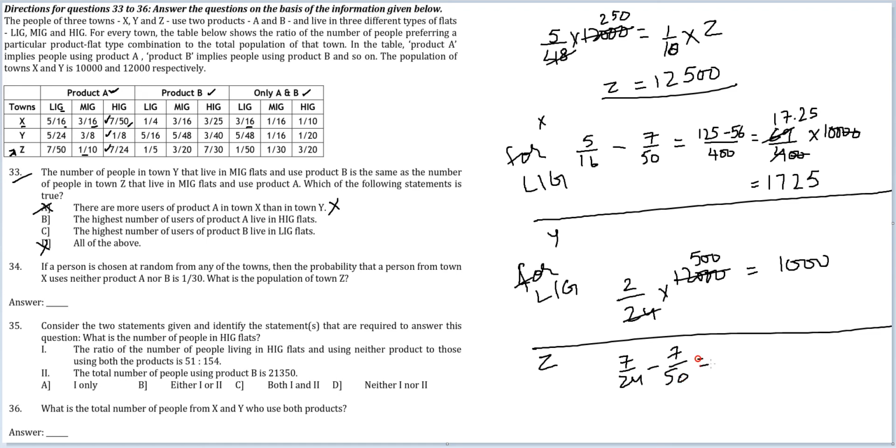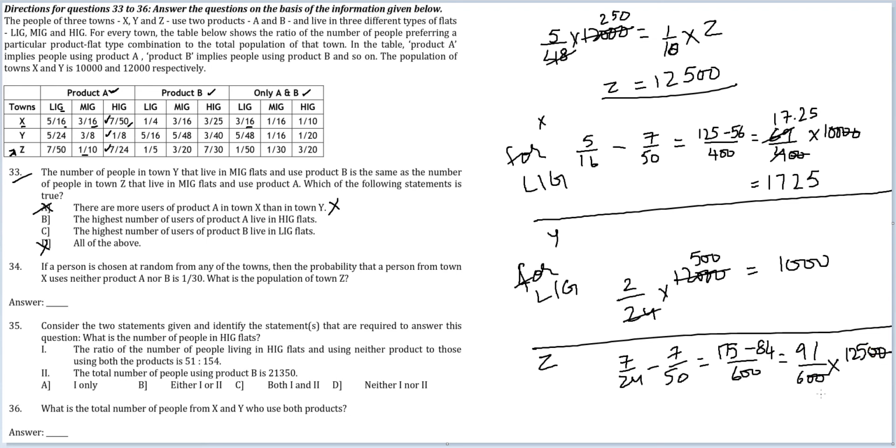First, calculate the value of this fraction. 24 and 50 meet at 600. So 175 minus 7 into 12, 84. Or what you get is 175 minus 84. How much is that? 175 minus 100 is 75. 75 plus 16 is 91. So you get 91 by 600 into 1250.